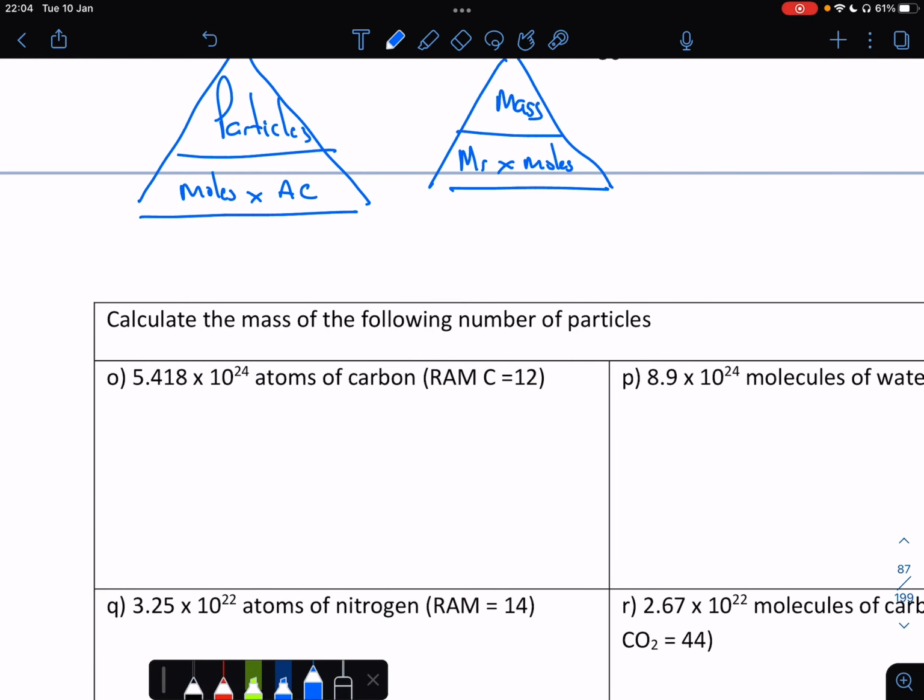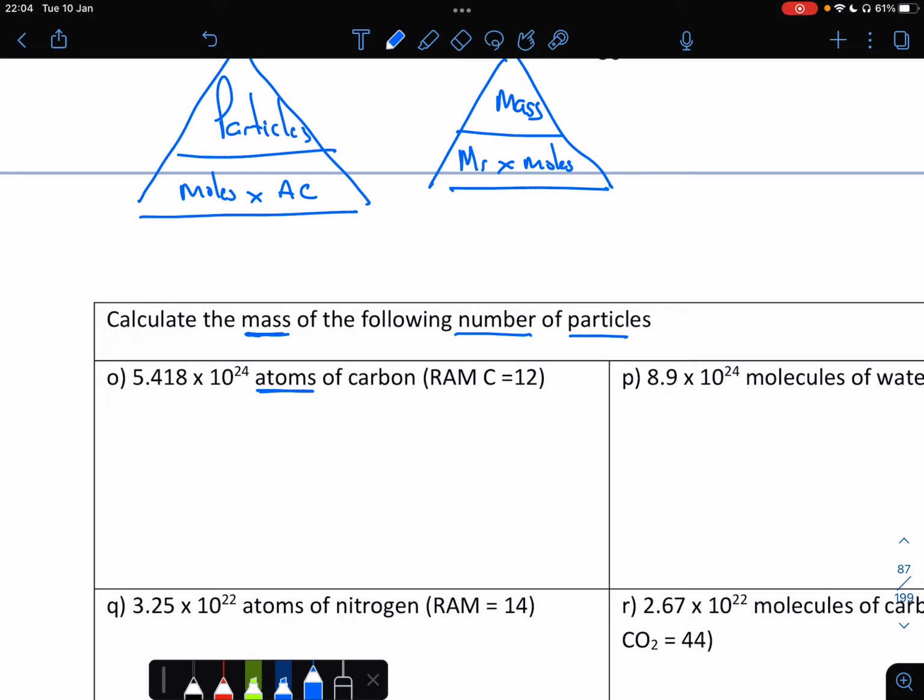So in these videos, we are going to find the mass of a number of particles. To do that, we need to use these two triangles and put them there for reference so we can show you how we're going to use them to support our working out. So in this first one, we are told we've got a certain number of atoms and we want to find the mass of those atoms.